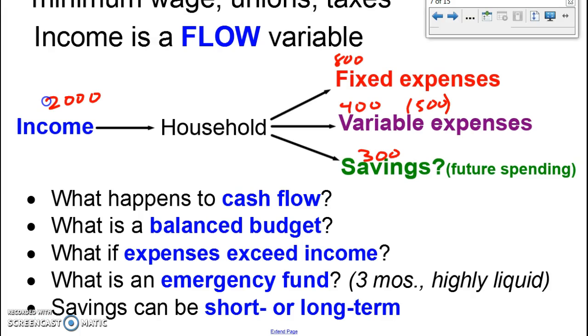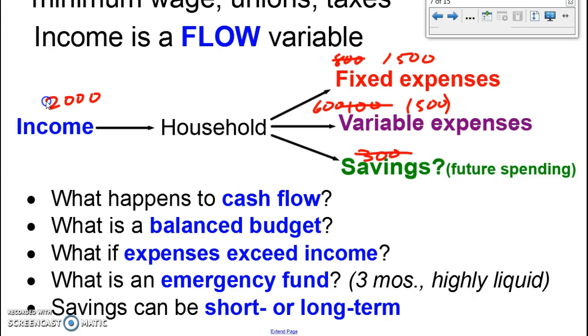Sometimes that's not what happens, right? Sometimes people's expenses exceed their income. So $2,000 comes in, and they've got $1,500 in fixed expenses, and $600 in variable expenses, and they have no savings. That's a deficit. A balanced budget, of course, is when they're completely equal, and that would be including the savings. So it's not just that your income equals your expenses, but that your income equals expenses plus savings.